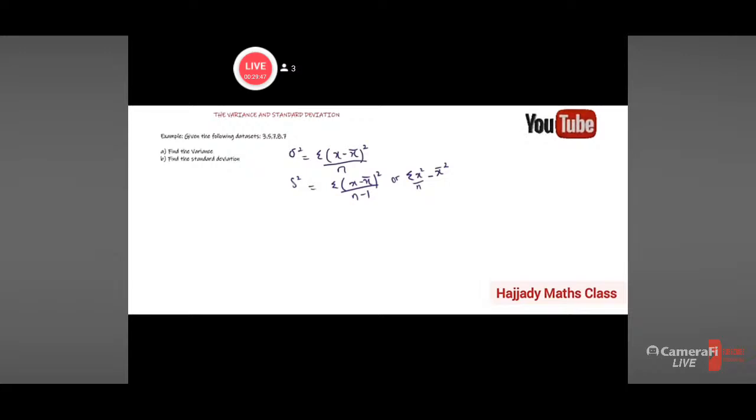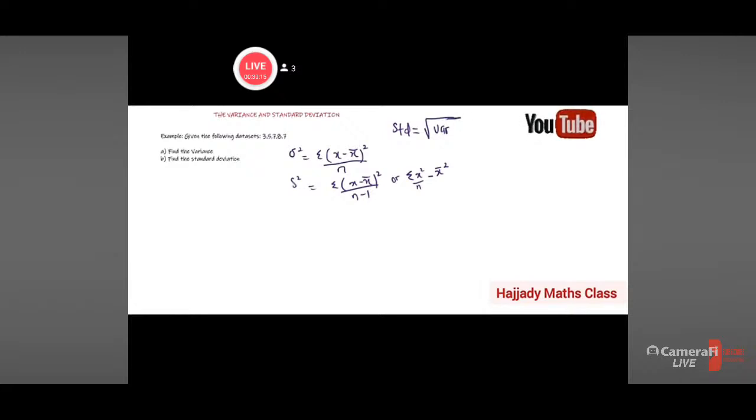Here we are told that given the following data set 3, 5, 7, 8, 7, find the variance and also the standard deviation. Before I proceed, don't forget that the standard deviation, which I'm going to represent with STD, is the same thing as the square root of the variance. So whatever you get for your variance, just find the square root. That is equivalent to our standard deviation.